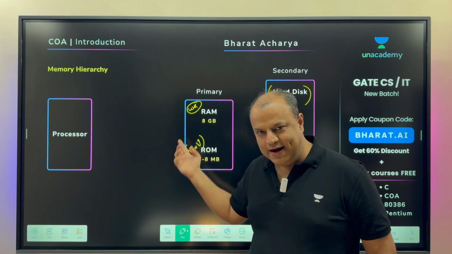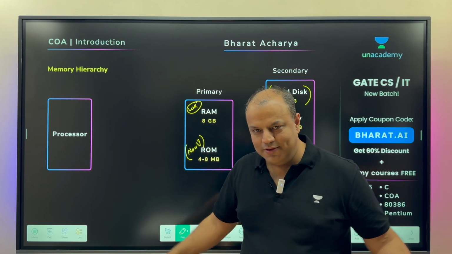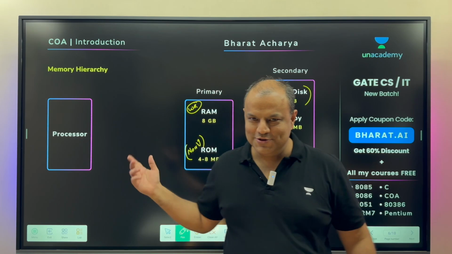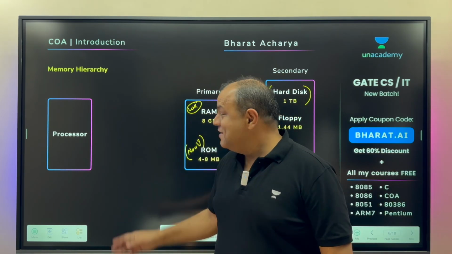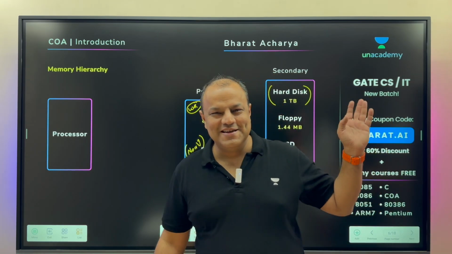You can read and write if you combine RAM and ROM. Then why do we need a hard disk? Remove that. Let's use only RAM and ROM. Let's say you want more storage, right? Increase the size of RAM. They are very expensive as compared to the hard disk.